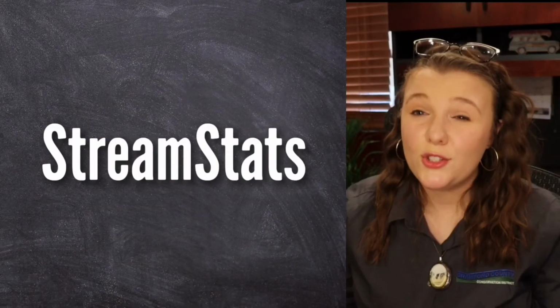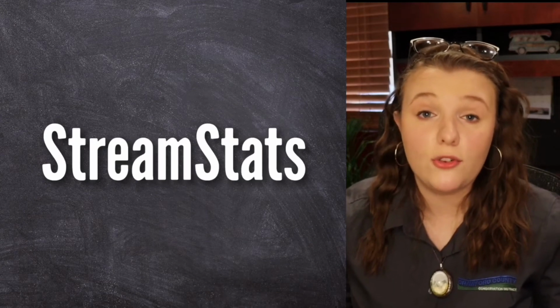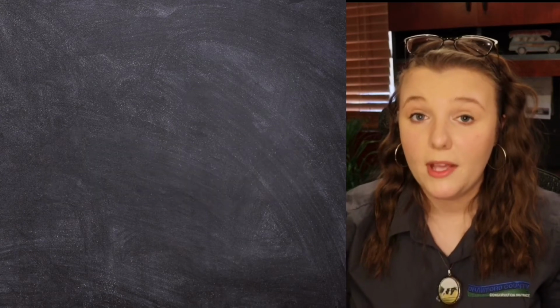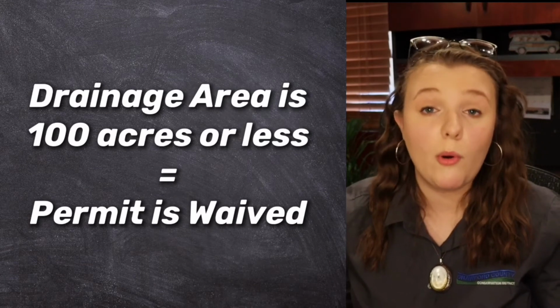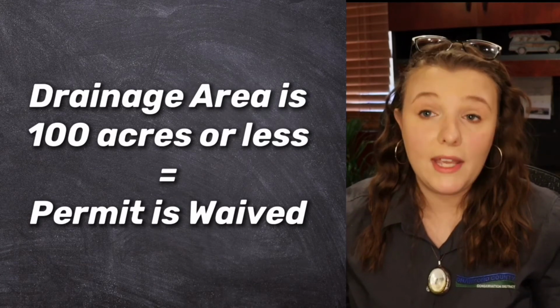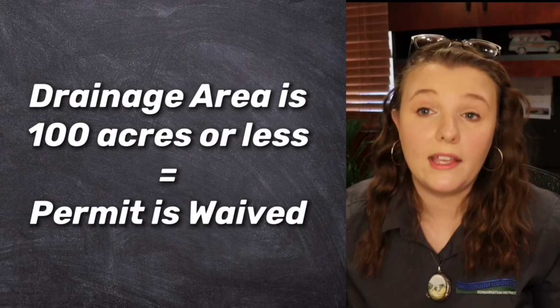However, in pretty much every case, there are a few resources that I always consult in order to help determine permit eligibility. When someone's proposing a project within a stream, one of the first things I do is check StreamStats. StreamStats is super helpful because it is able to tell us the drainage area to a certain section of the stream. If it's found that the drainage area is 100 acres or less, permit requirements are technically waived. That means that you basically don't have to apply and get a formal permit.